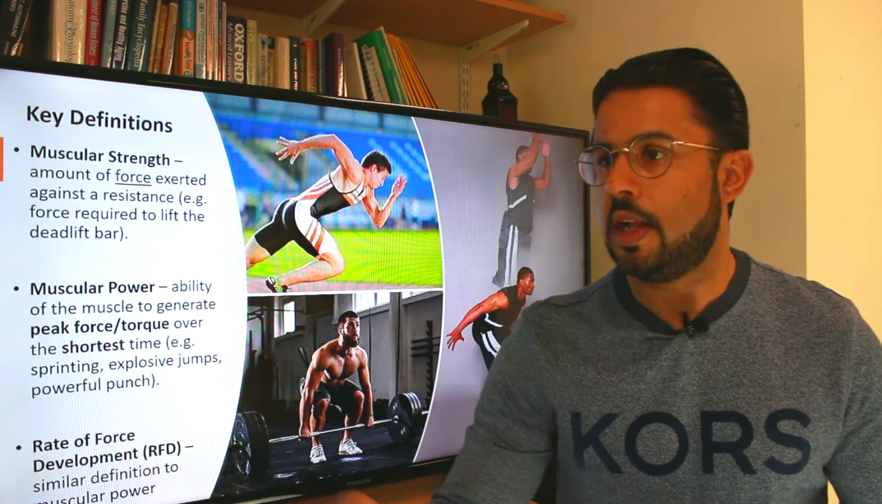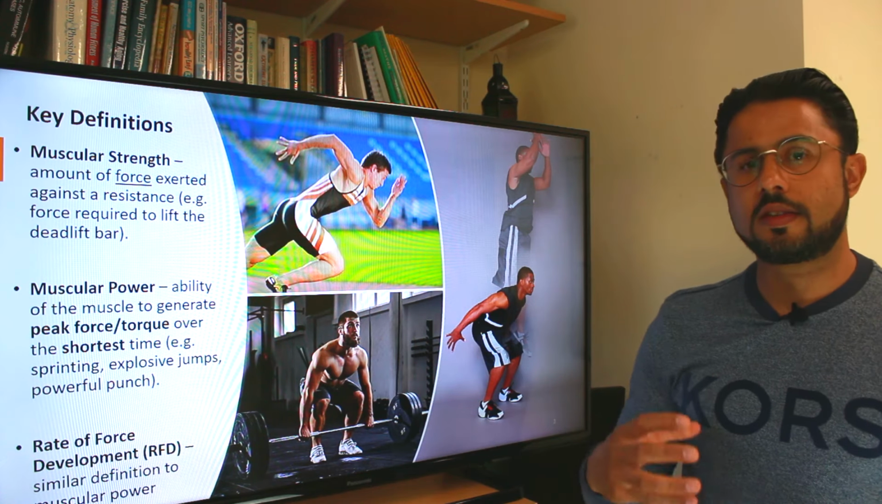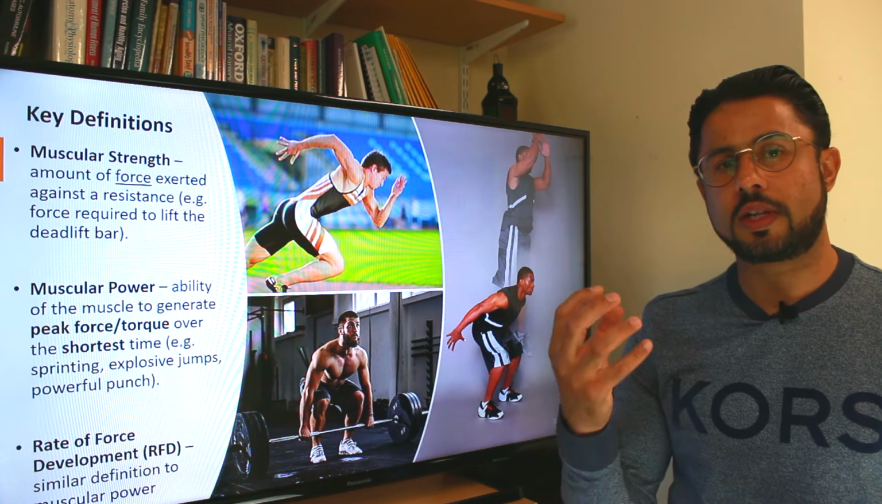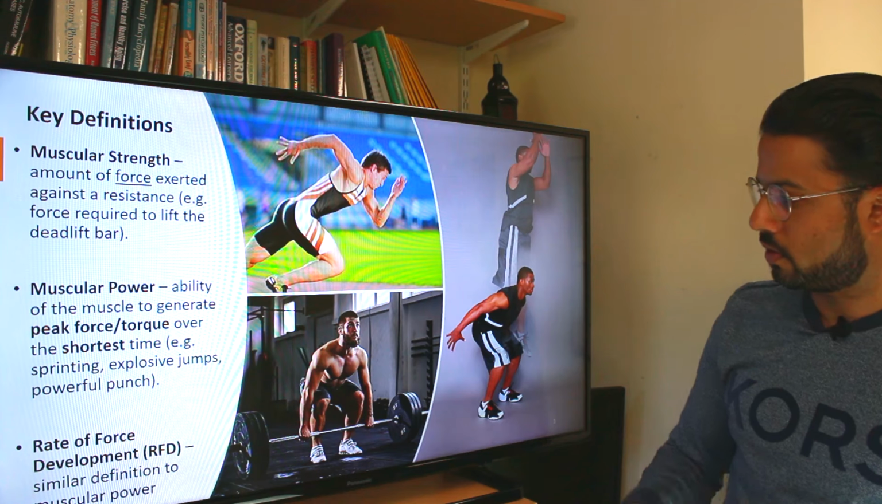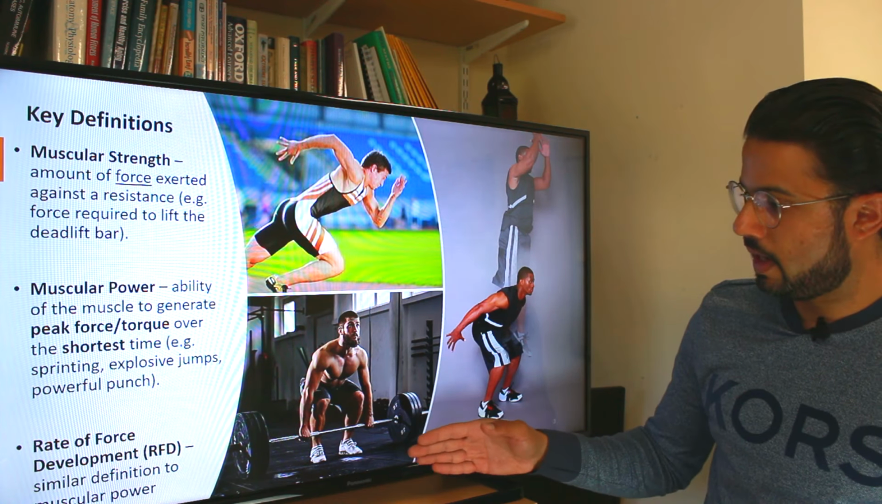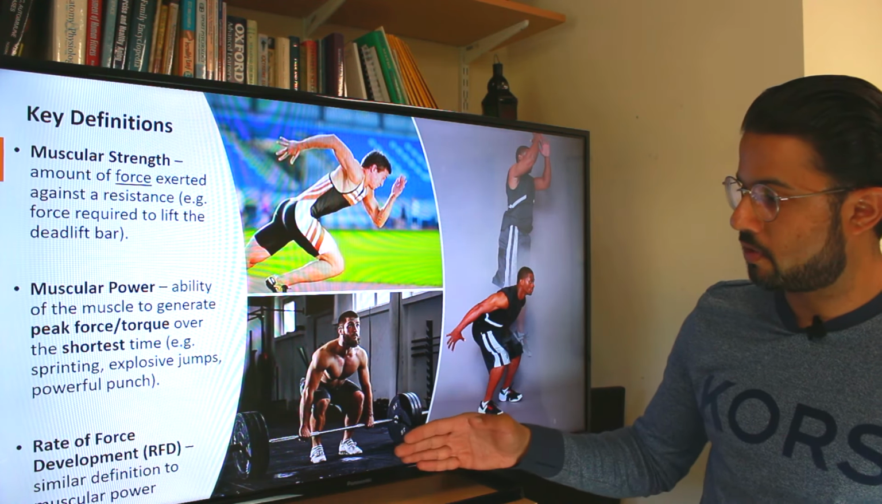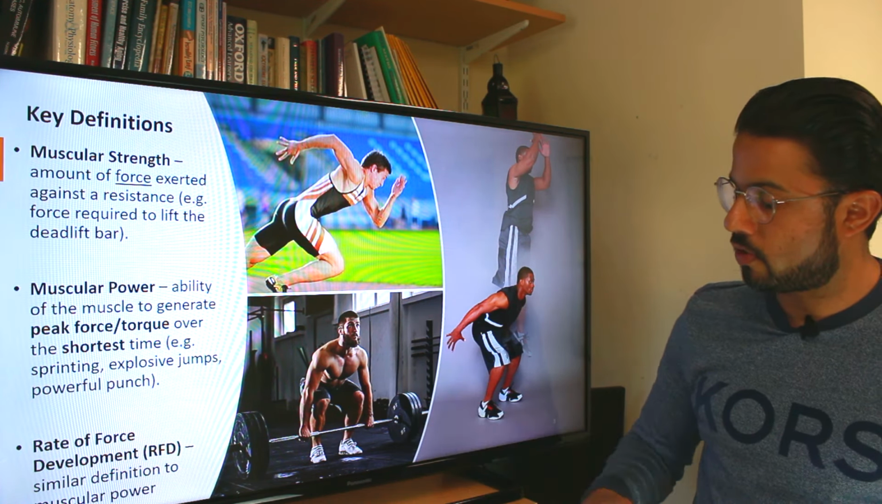Before we proceed, we need to define some of the key terms that we're going to use throughout the presentation. The first is muscular strength. This is the amount of force that the muscle has to exert to overcome a resistance. If we look at the deadlift bar here, the athlete is going to have to generate a force, or his muscles are going to have to generate a force, to overcome the resistance of the bar. That's muscular strength.